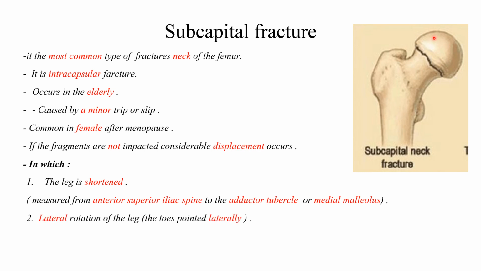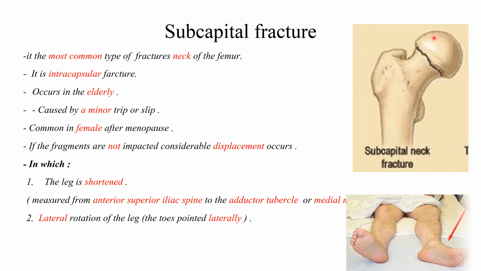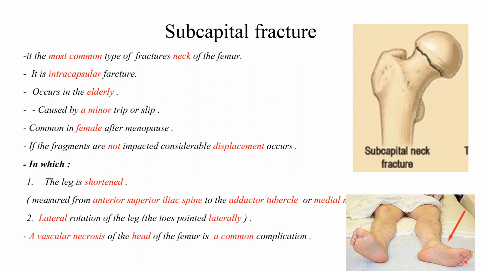Also, there is lateral rotation of the leg, with the toes pointed laterally. You can notice that the toes are pointed laterally, as in this image here. This is the normal limb, and this is the affected limb. You can notice that the toes here are pointed laterally. There is a lateral rotation of the leg. A common complication of the subcapital fracture is avascular necrosis of the head of the femur due to disruption of the blood supply to the head of the femur.